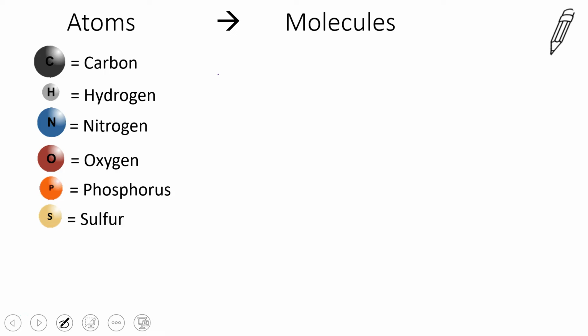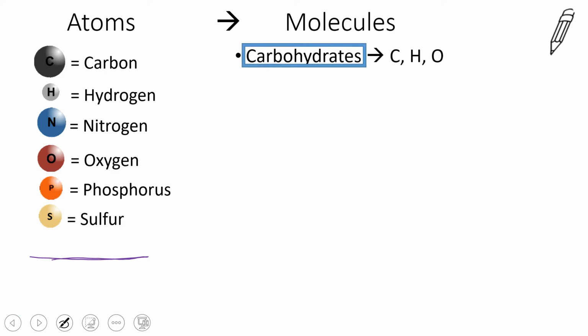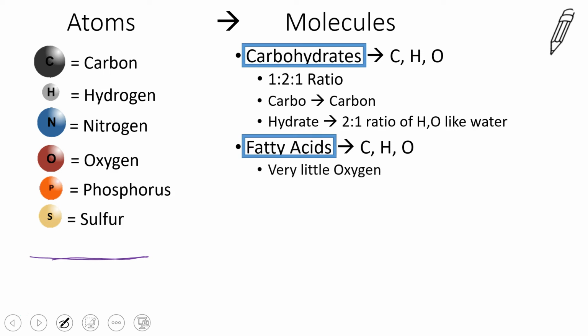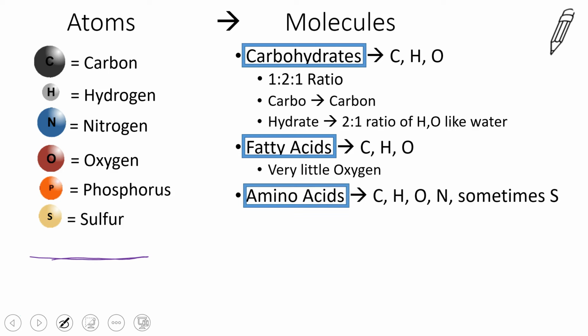I would like for you guys to take the sketch in your notes real quick too. Please include this part. These are the atoms, these are the key players, okay? And a carbohydrate has carbon, hydrogen, and oxygen in a 1-to-1 ratio. That's why it has the name carbohydrate. Carbo refers to carbon. Hydrate means that there's a 2-to-1 ratio of hydrogen and oxygen like water. Fatty acids have carbon, hydrogen, and oxygen, but with very little oxygen. Amino acids have carbon, hydrogen, oxygen, nitrogen, sometimes sulfur, depending upon the R group.